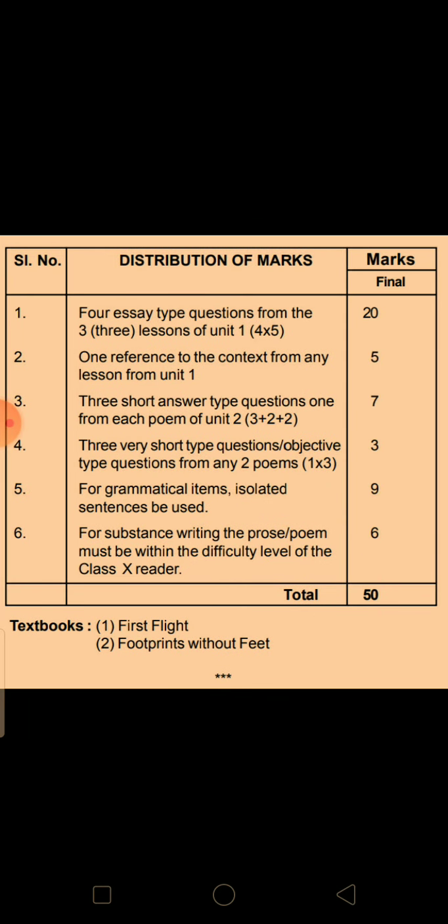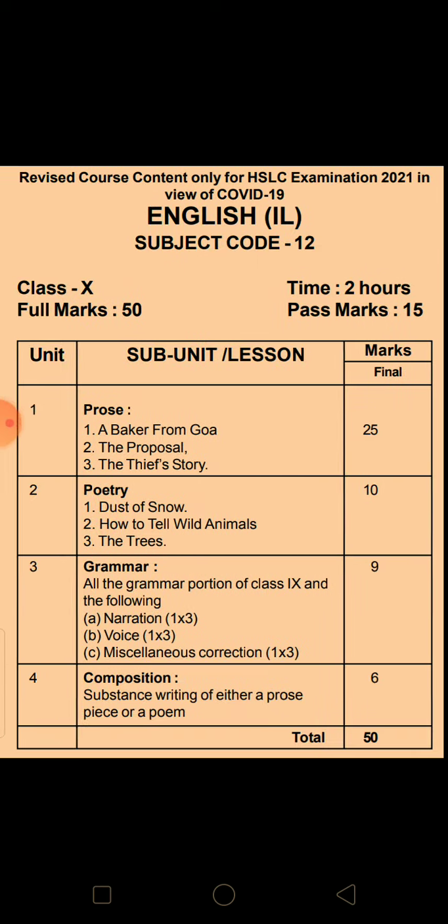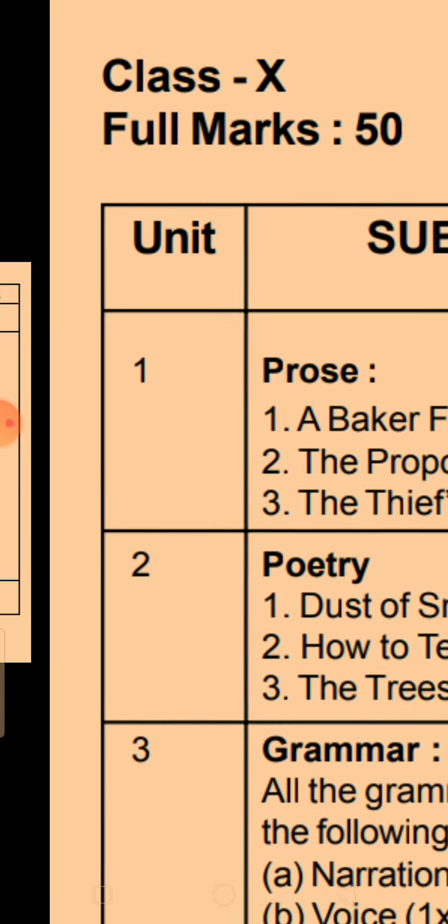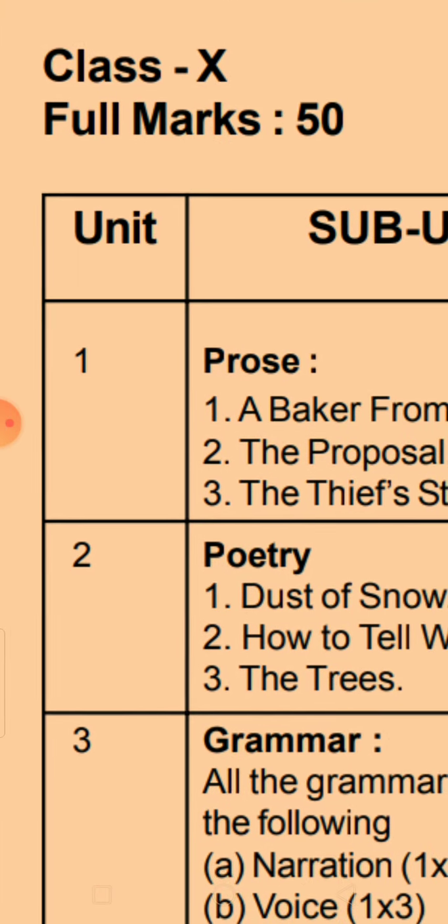And then the distribution of marks for your English IL: firstly, the text will be taken from First Flight and Footprints Without Feet. There you will have 4 essay type questions from 3 lessons of Unit 1, which means there will be four questions from the 3 lessons of Unit 1. And what is that Unit 1? It is this Unit 1, not the Unit 1 in your other book. This is the Unit 1, all right?